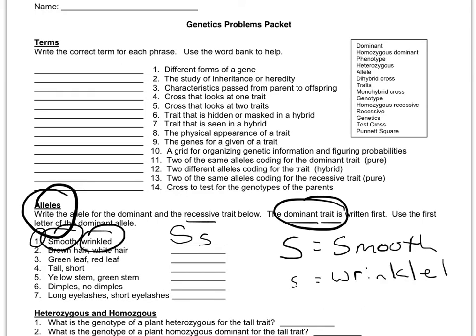And you're just going to go ahead and do this for all of these. So, for example, for number 5, I would suggest using a capital Y, and then for the green stem, using a lowercase y.